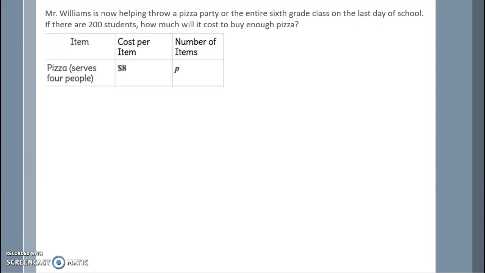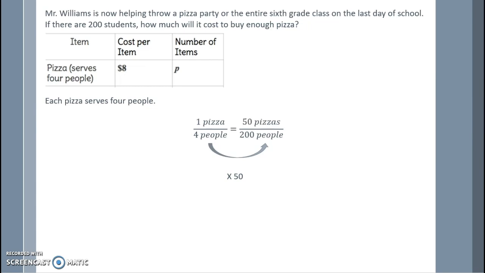Mr. Williams is now helping throw a pizza party for the entire 6th grade class on the last day of school. There are 200 students. How much will it cost to buy enough pizza? So notice that the cost is the same and each pizza still serves 4 people. 1 pizza for 4 people. If we have 200 people, how many pizzas will we need? Well, I know that 4 times 50 is 200. So 1 times 50 is 50. We need 50 pizzas. So the total cost would be 50 pizzas times $8 per pizza for $400.